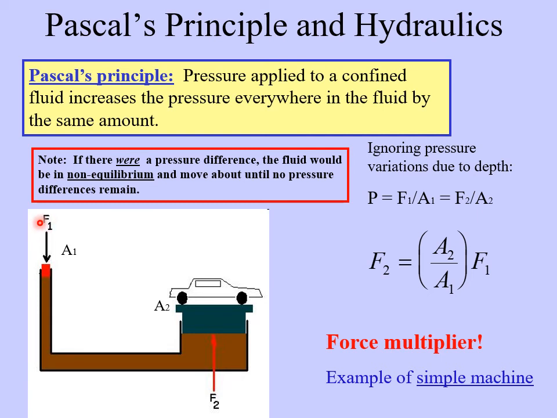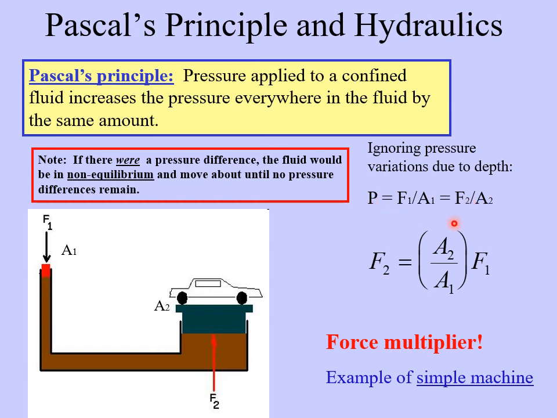So we're pushing down with some force F1, and let's say the cross-sectional area of this pipe here is A1. So the pressure over here, remember, pressure is force divided by area. But according to Pascal's principle, we have to have the same pressure everywhere inside this fluid. So over here, we have a much, much larger area. This is A2, and here's the force F2. So if the pressure is the same here as it is over here because of Pascal's principle, then F1 over A1 must be equal to F2 over A2.